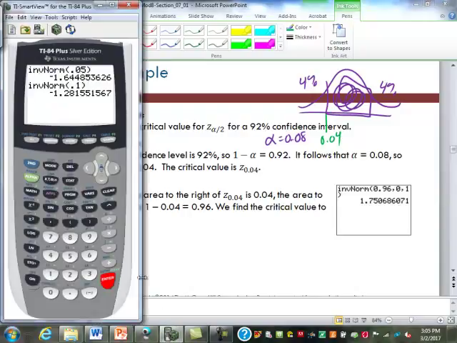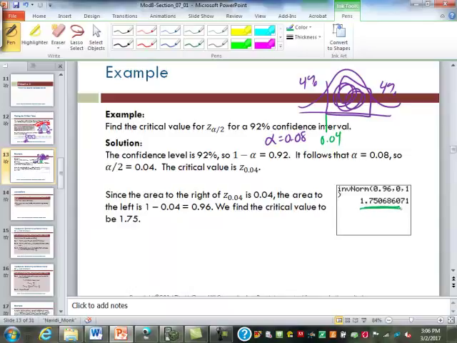So we'll do our inverse normal of 0.04. Oops, let me clear that out. I'll try that again. Second distribution, inverse normal, 0.04. That's going to give us negative 1.751 if we round it, which is what they pulled up here. Now I use the 0.04. They're using 1 minus the 0.04, and I'll show you that in just a second. I get negative 1.751. They're getting a positive 1.751 here.